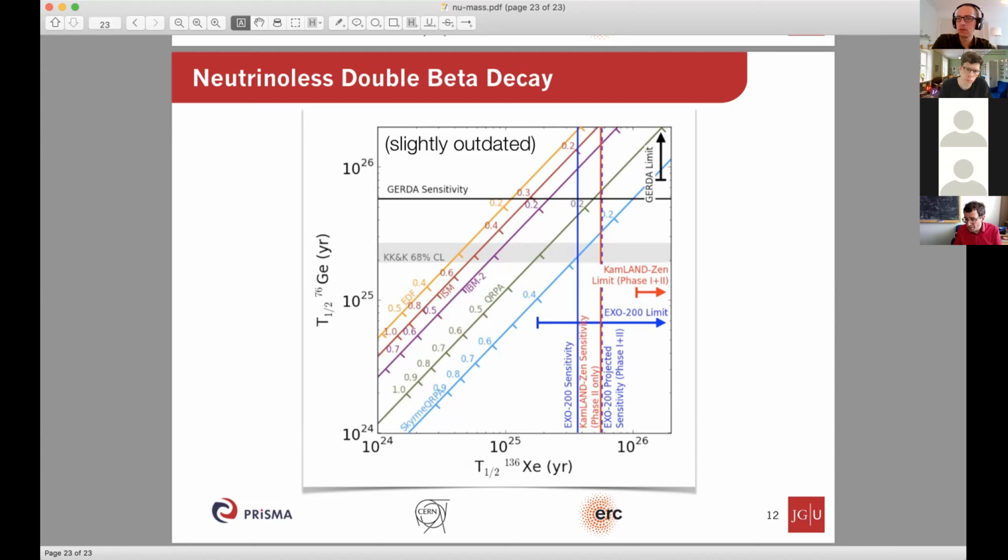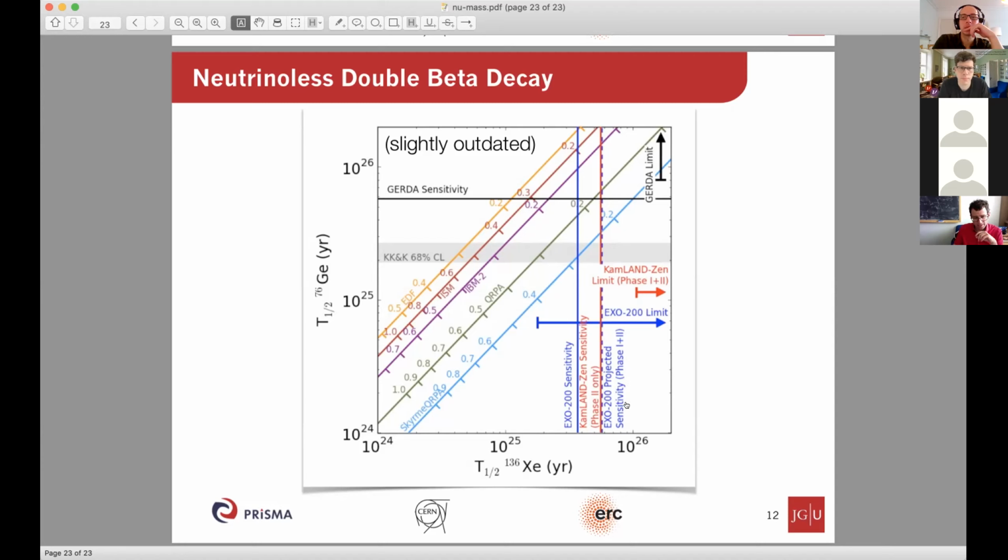I see a question in the chat. Is the 0.8 eV bound for a single mass state or for a mixture of them? That's still a question about KATRIN. It is a constraint on a mixture of them.